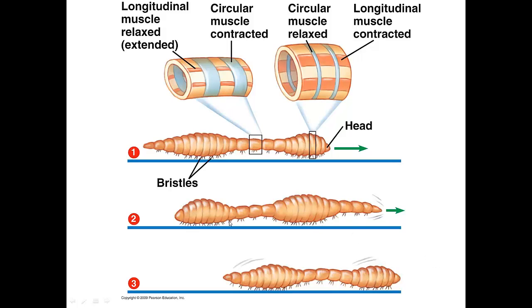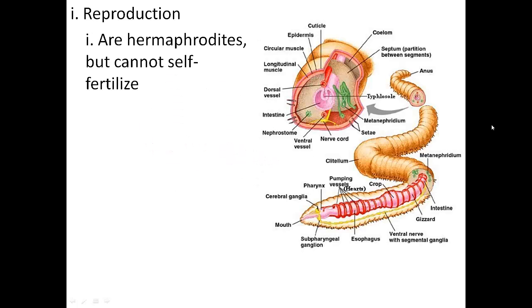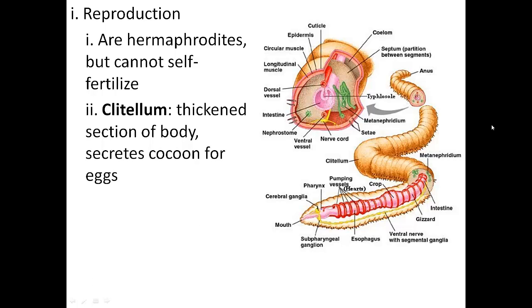Now, these are not legs. These are setae, those little bristles in the earthworm. Earthworms and the organisms that belong in Oligochaeta are coelomates, so they have this body cavity between their tissues. Reproduction: they're hermaphrodites, however, even though they have both male and female parts together, they cannot fertilize themselves. Earthworms have this band on them, and the band is called a clitellum, and this section secretes a cocoon for the eggs.